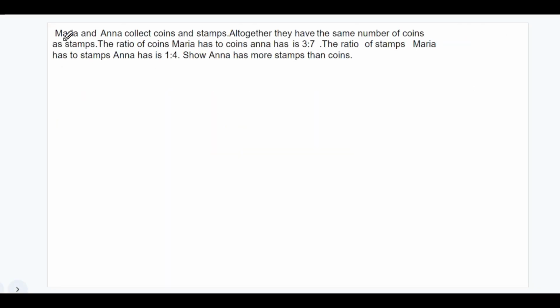All right, so now look at this last question. Maria and Anna collect coins and stamps. What are they collecting? Coins and stamps. Now what we are also given is that all together they have the same number of coins and stamps, meaning if they add their coins and stamps, the answer will be the same.